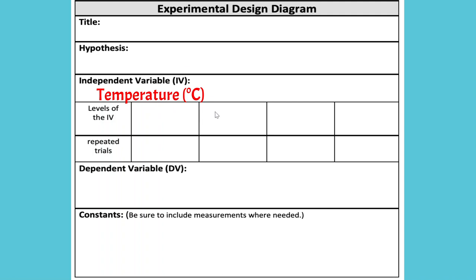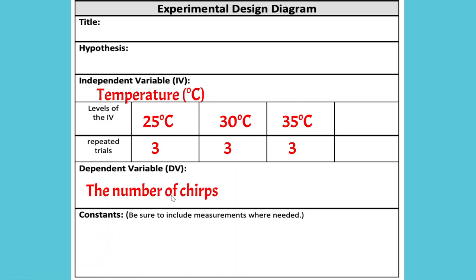And he did test 3 different levels of temperature, right? He tested at 25 degrees Celsius, 30 degrees Celsius, and 35 degrees Celsius. And that scenario said that he repeated each temperature 3 times. All right, so our independent variable is the thing that we are changing. Our levels are how are we changing that thing. And then our dependent variable is going to be what are we measuring. He's measuring the chirps of those crickets, right?